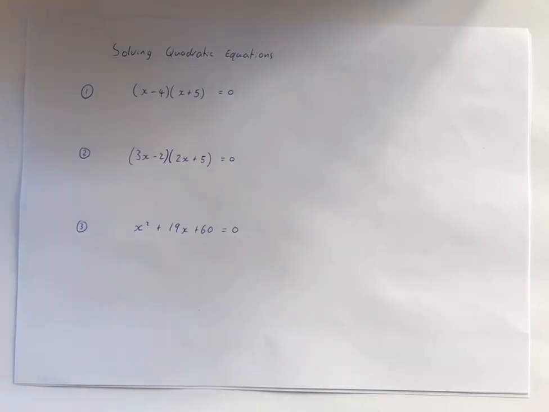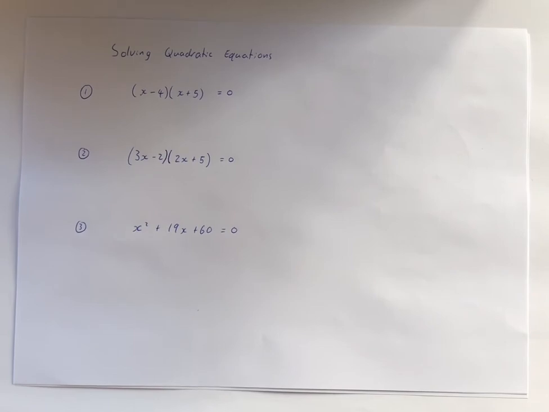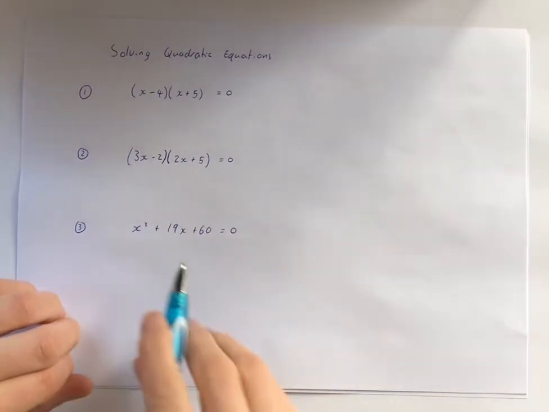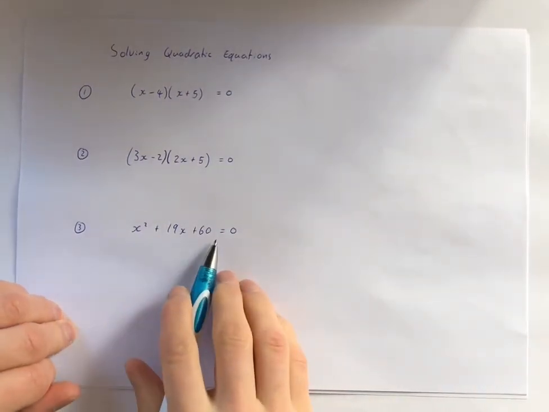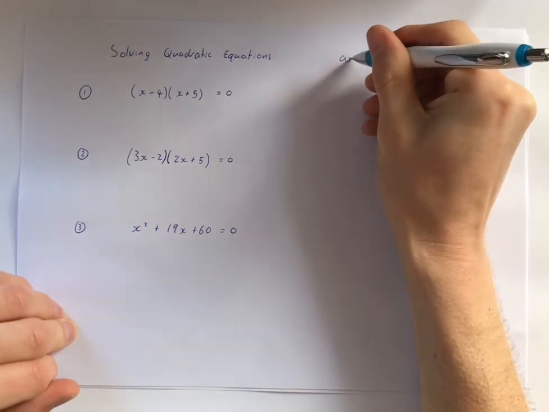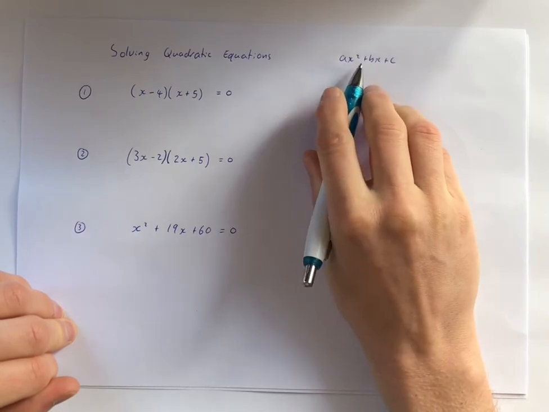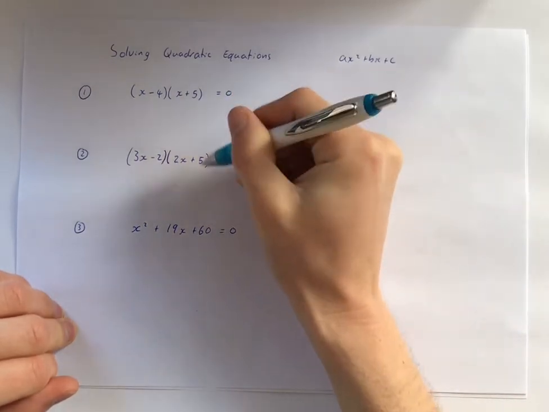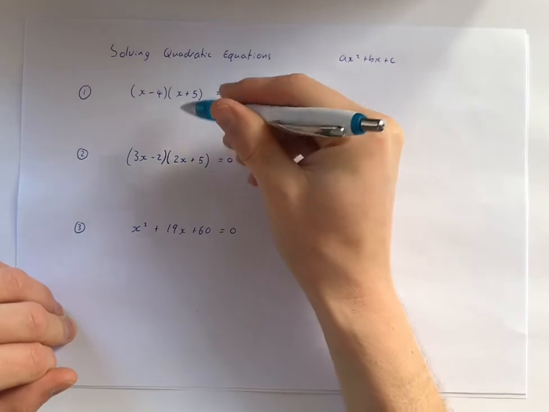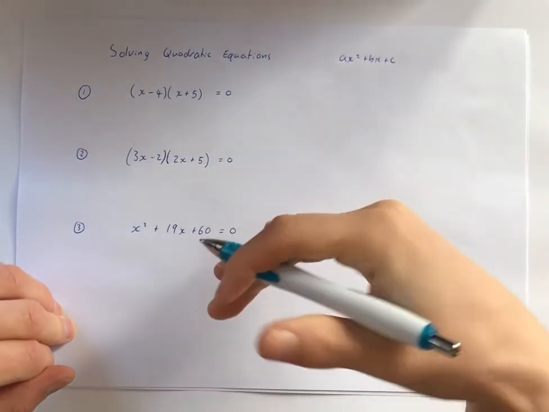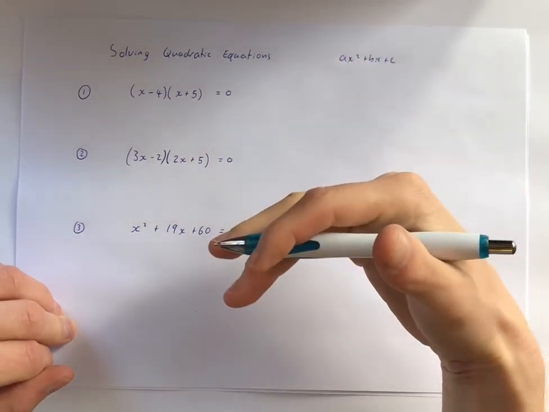Alright guys, I'm going to teach you today how to solve quadratic equations. So quadratic equations could be in any of these forms, okay? So this is what we call the general form, ax squared plus bx plus c, or it could be in factored form.